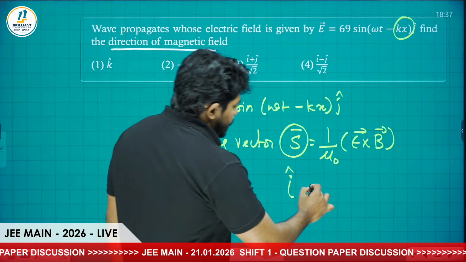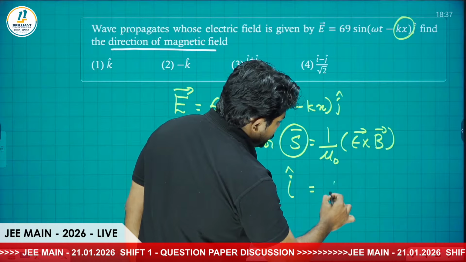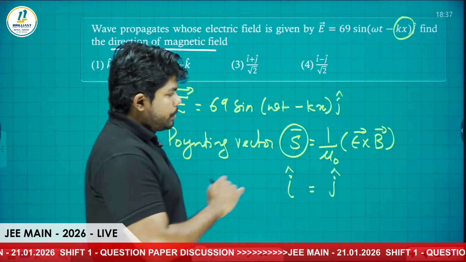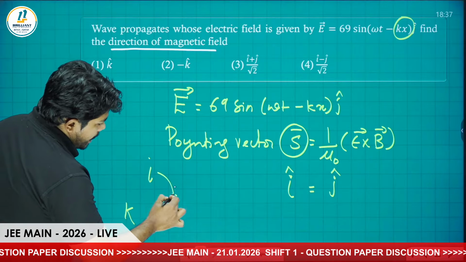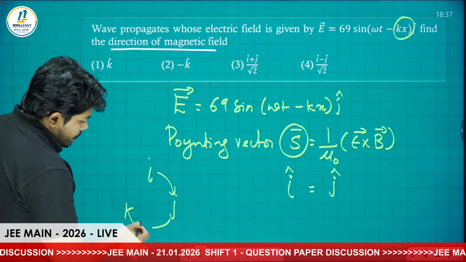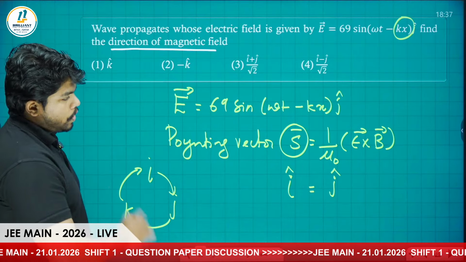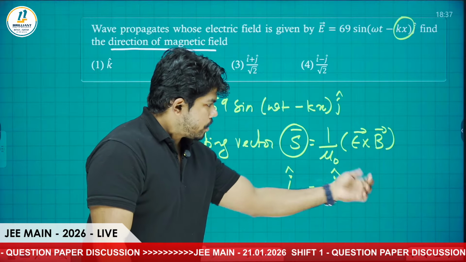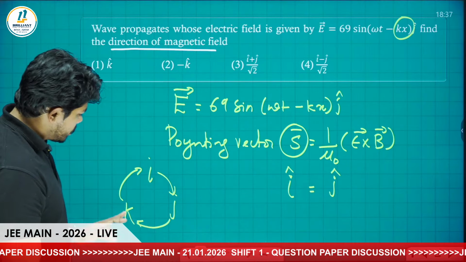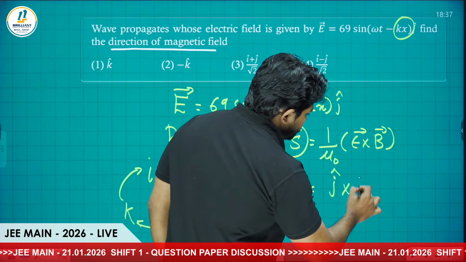Okay, and the electric field is also given in the positive y direction, that is j. So you should be aware about i, j, k, right? i cross j is k, j cross k is i, and k cross i is j. So obviously we have to get i. So j should be crossed with what? j should be crossed with k, then only I am going to get the positive value of i.